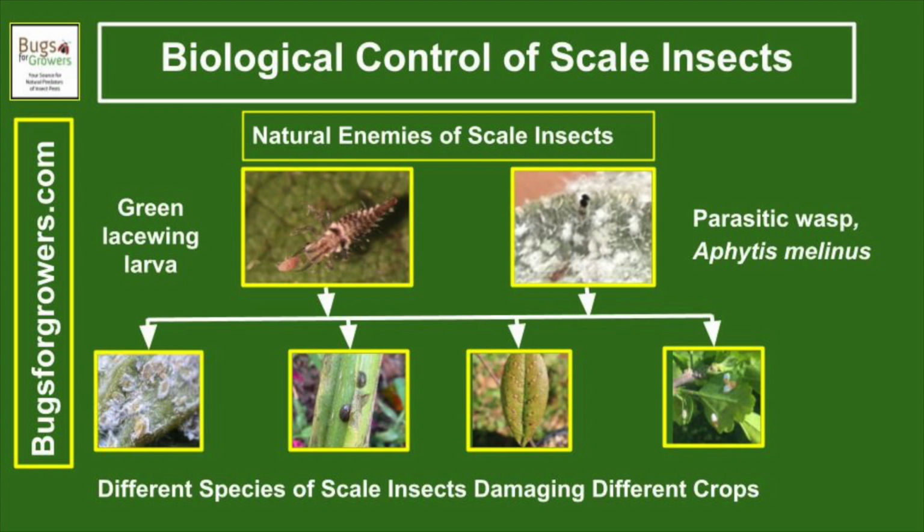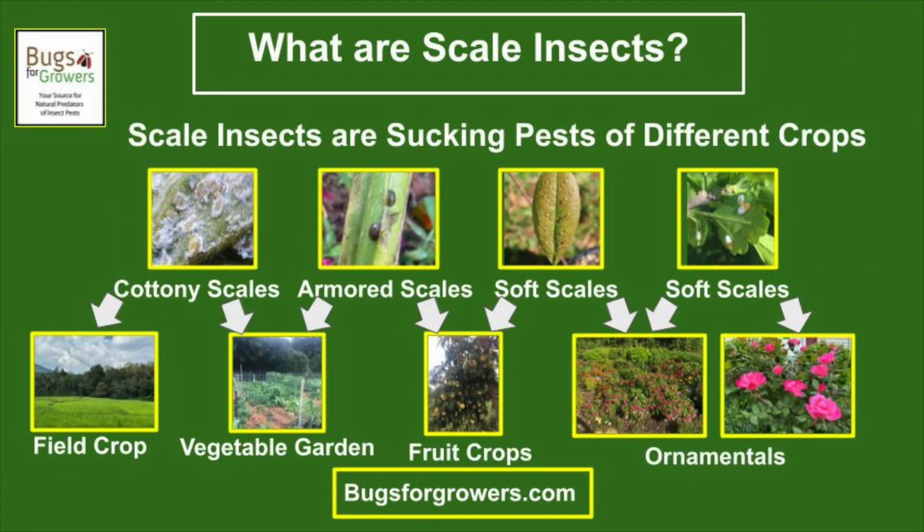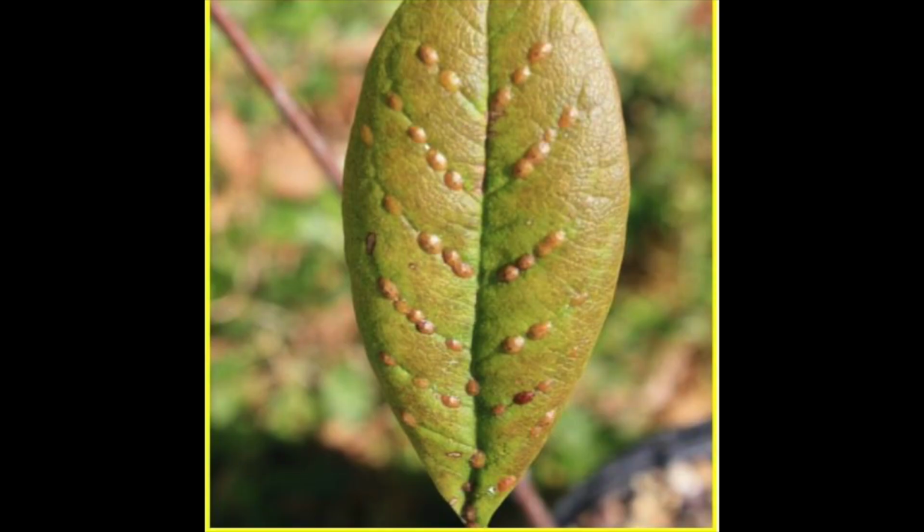Hello growers, today we are going to talk about scale insects and their biological control with beneficial predators and parasites. Scale insects are known to cause heavy yield losses in many field crops, vegetables, fruits and ornamentals. They look like bumps on the plant surface. However, farmers often notice them only after they cause serious damage to their crops.